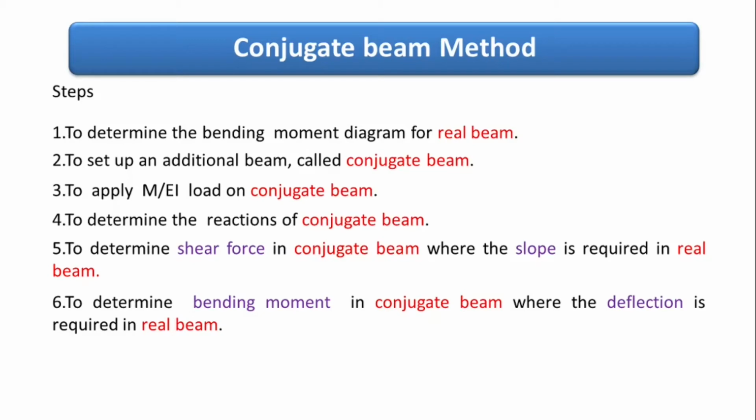Now the steps of the conjugate beam method. The first is to determine the bending moment diagram for the real beam. Set up an additional beam called the conjugate beam. Then apply the M by EI load on the conjugate beam. Next, determine the reactions of the conjugate beam. Then determine the shear force in the conjugate beam where the slope is required in the real beam, and determine the bending moment in the conjugate beam where the deflection is required in the real beam.